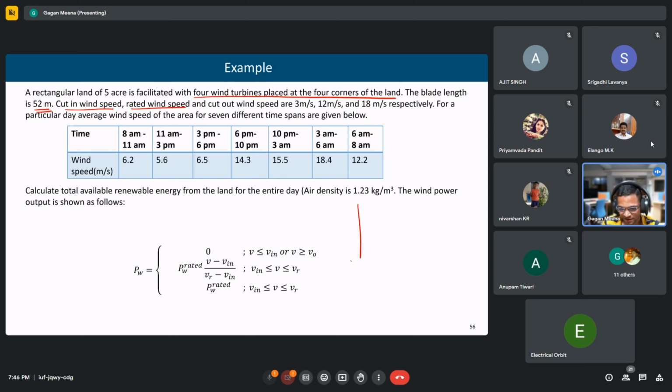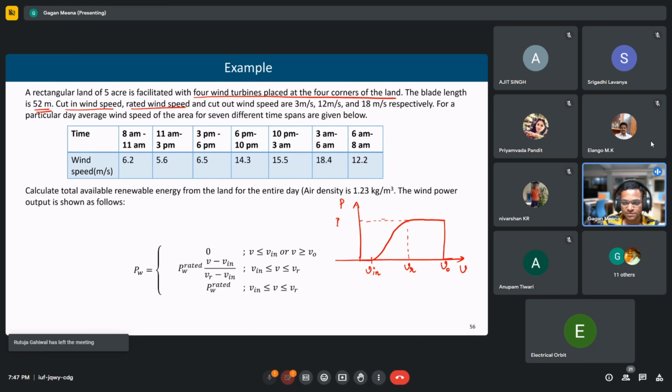So this is a curve for power versus wind speed, where V is the wind speed. So the typical curve is like this. After this it is 0. So this is V in, the cut-in speed. This is the rated speed, and this is the cut-out speed. And this is power here. This is P max, maximum power or rated power, you can say.